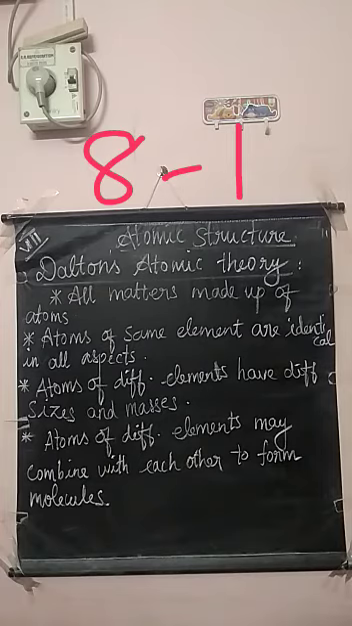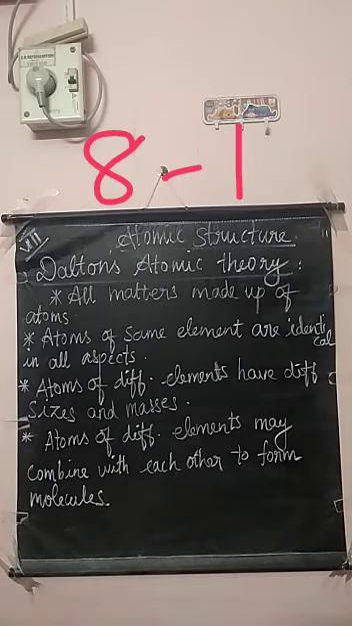Next, atoms of the same element are identical in all aspects. For example, if you take the hydrogen element, all the hydrogen atoms are identical in all aspects, meaning the same size, shape and mass. All the hydrogen atoms have the same size, shape and mass.